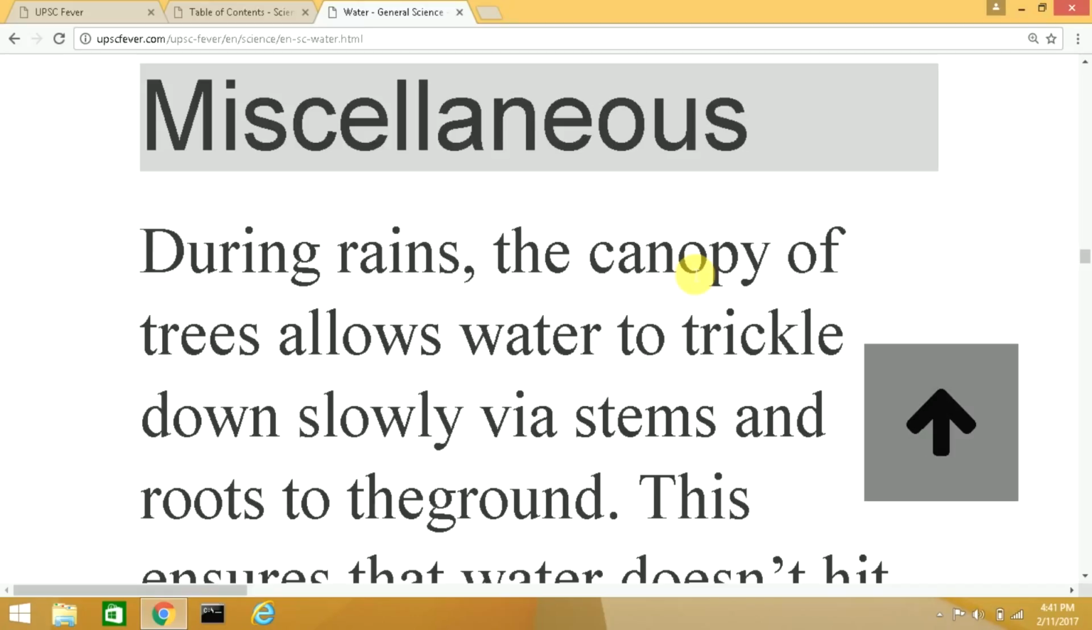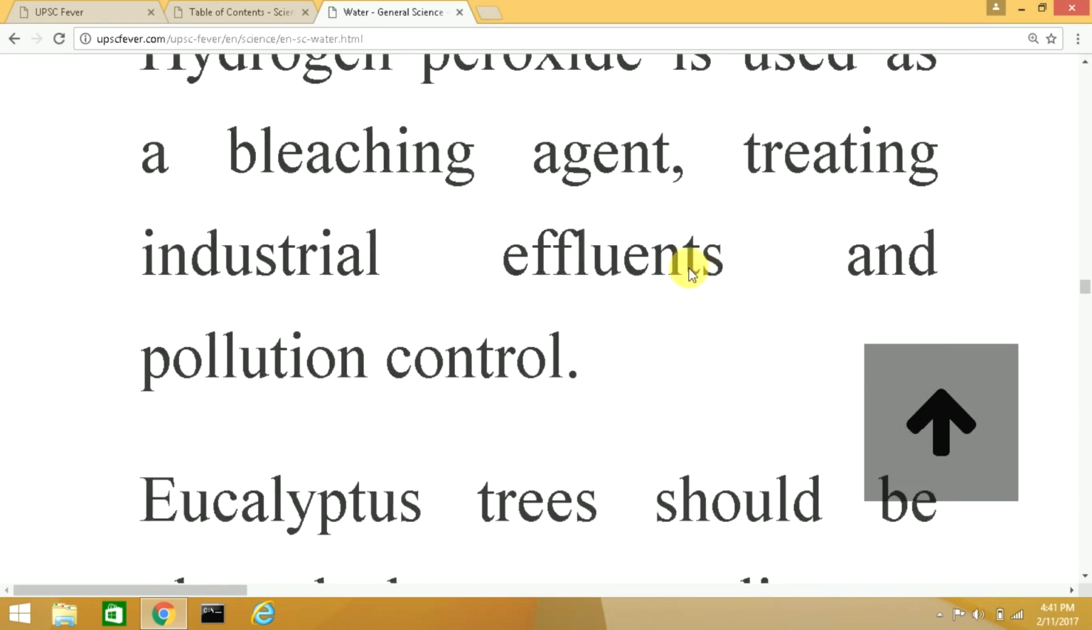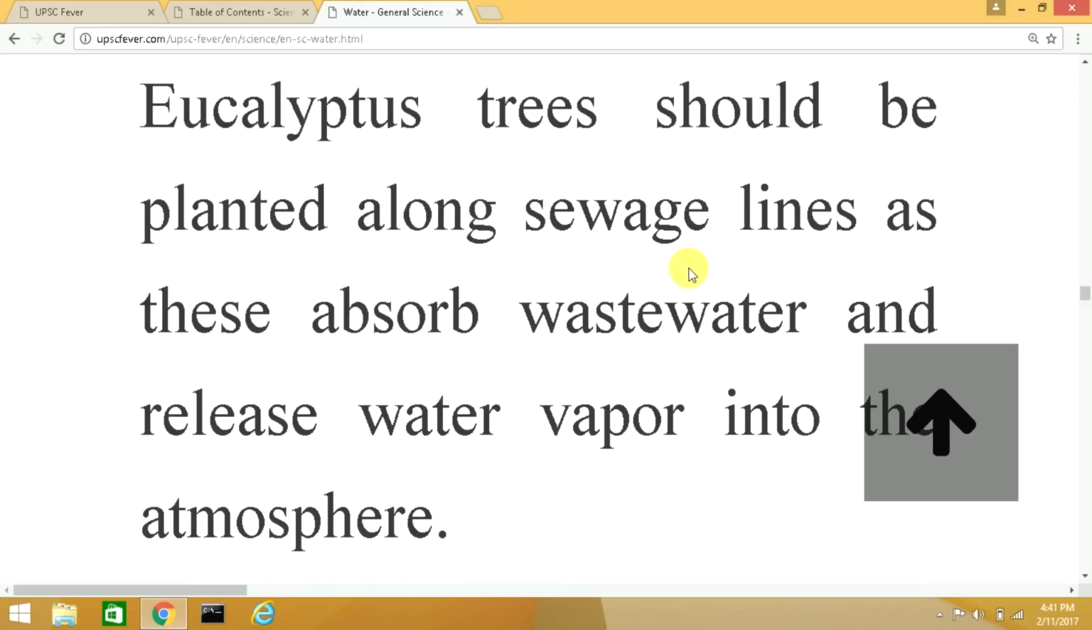Regarding pollution control, one last point is mentioned here: eucalyptus is a very important tree and it should be planted along sewage lines as eucalyptus absorbs the wastewater and releases water vapor into the atmosphere. And so there are two advantages. One is that wastewater will be reduced, and secondly, we get harmless water vapor. So that was it about the chapter on water. Some other facts are there regarding the anomalous behavior of water, but they shall be covered in the next chapter.